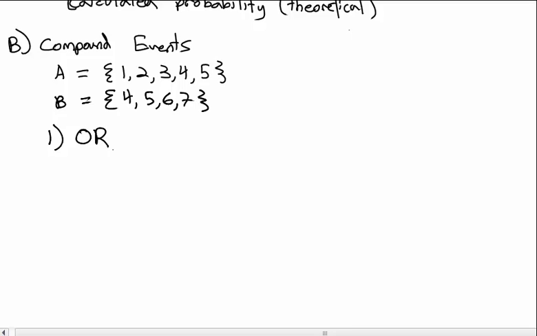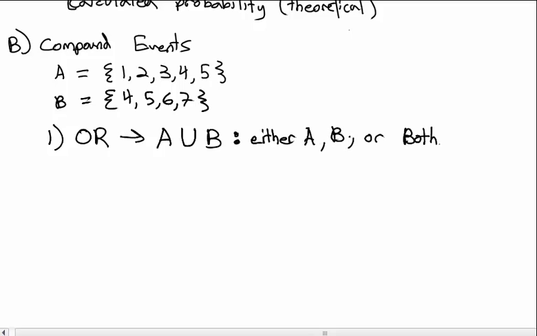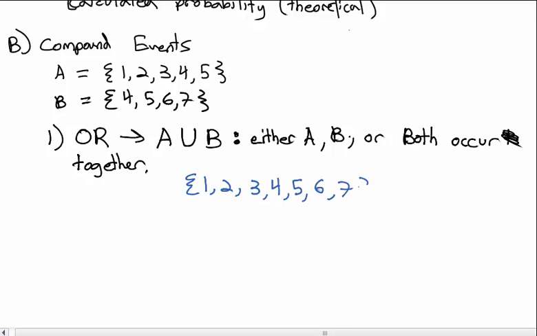One way we talk about compound events is with the word OR. And the way we symbolize OR is we use a U for union, A union B, meaning A or B. We're saying either A, B, or both occur together. So when we want A or B, either A or B, we have the numbers 1, 2, and 3 in A, 4 and 5 in both, and 6 and 7 in B. So when we say A or B, we end up with all of the numbers. Notice we don't repeat numbers that are in both. We just list them once, but A or B gives us all of those possibilities.